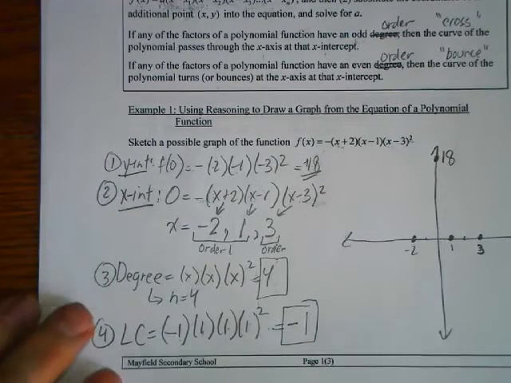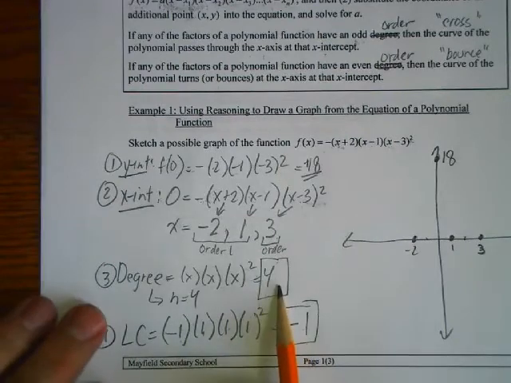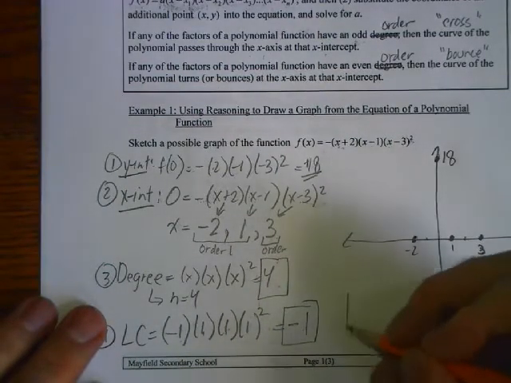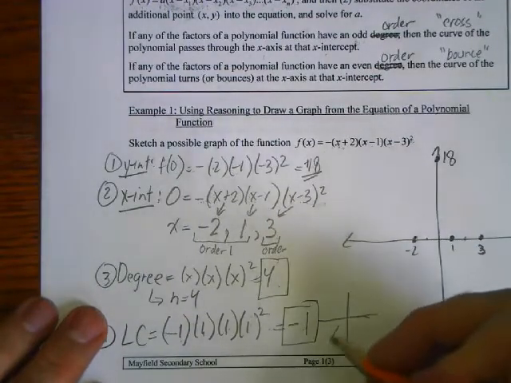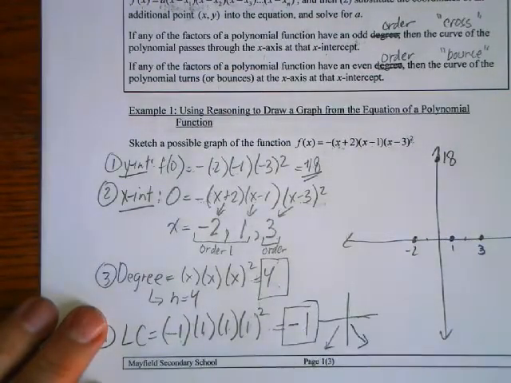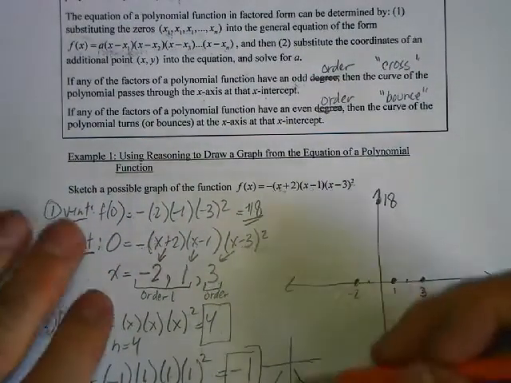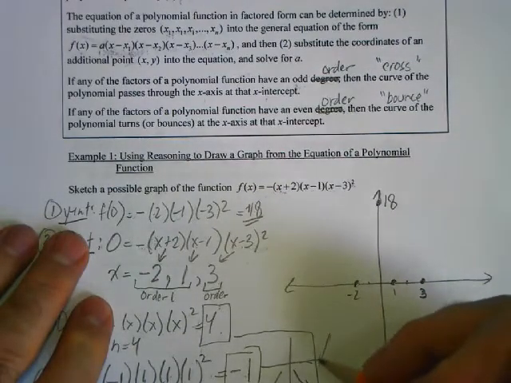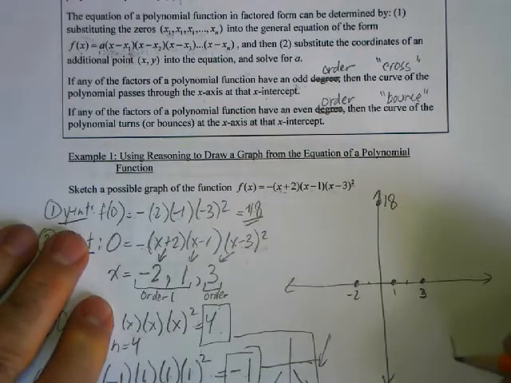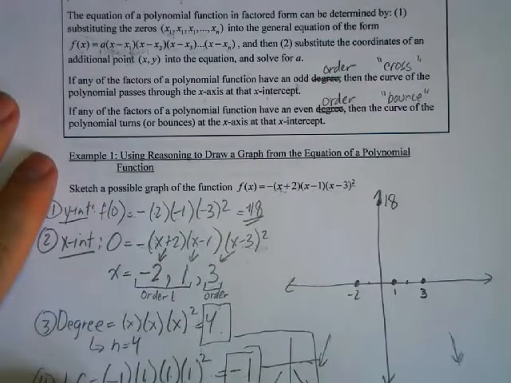Now, based on the leading coefficient being negative and the degree being even, because it's 4, from the last lesson, we know that the end behavior looks like this. Okay, so I'm kind of running into my graph here, but we do know that the graph will come down here and come down here. I'm just using this as a guideline for now. I'll actually put in a nice line.